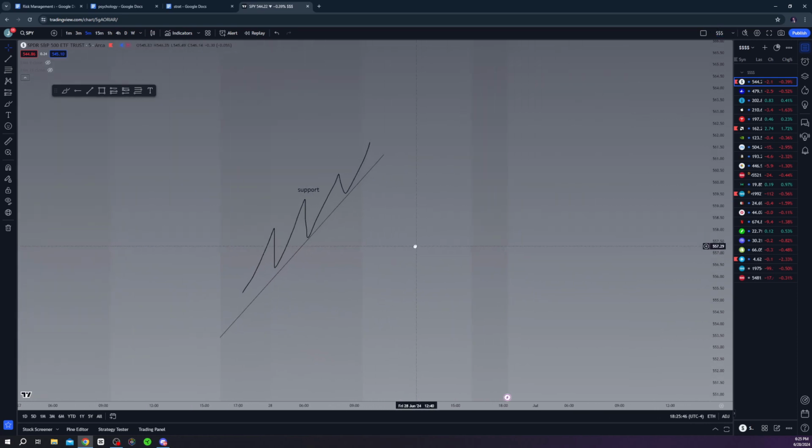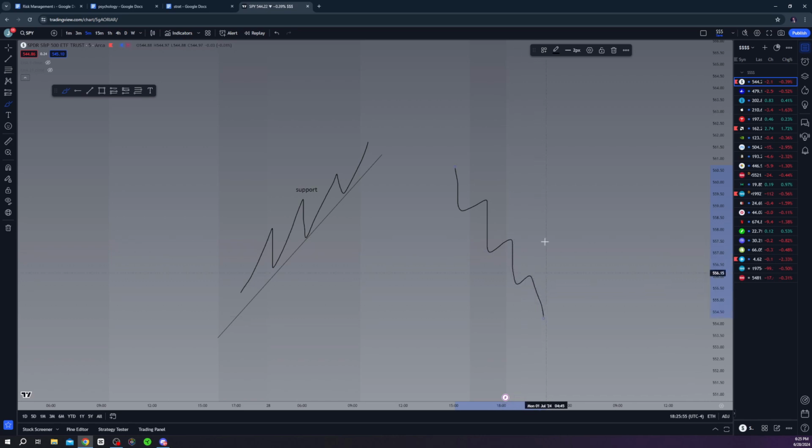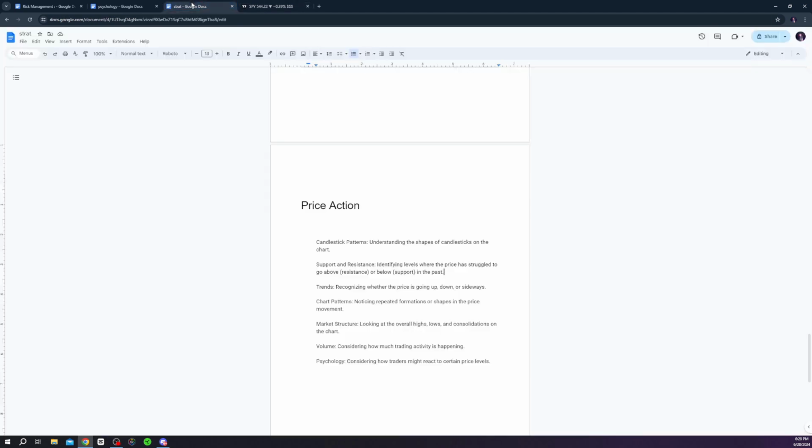Now, what is resistance? Resistance is very easy. It's the same thing. When you see a downtrend, lower highs, lower lows. Literally vice versa. So this is support. This is resistance. A downtrend is resistance. You see the downtrend. This level, like it said, identifying levels where the price has struggled to go above the resistance.